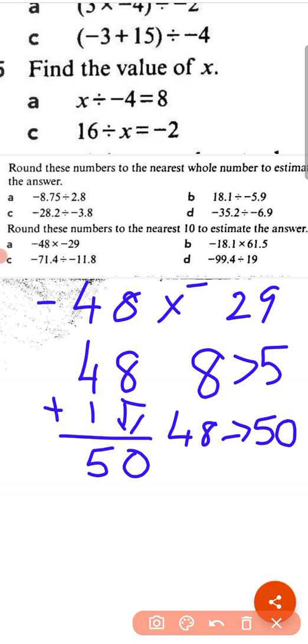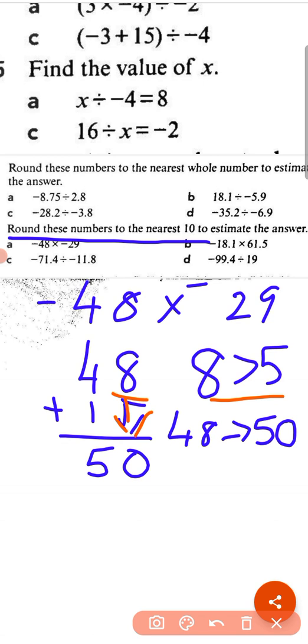So children, here we are rounding the given number to the nearest 10. So check the digit in the 1's place. Here the 1's place is 8. 8 is greater than 5. So add 1 to the digit in the 10's place. Here 10's place is 4. 4 plus 1 is 5. Then replace the ones place by 0. So our answer is 50.